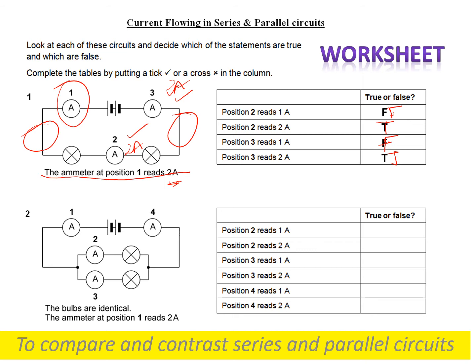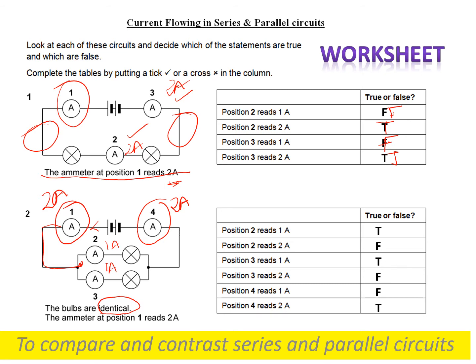Bulbs are identical. The ammeter in position 1 reads 2 amps. So this one is reading 2 amps. So the current coming from the cell reads 2 amps, which means the current going back to the cell should also read 2 amps. Then this 2 amps, when it comes here at this junction, has to split. Because we have identical bulbs, how will that 2 amps split? It will split equally. So you will have 1 amp here and 1 amp here. Agreed?